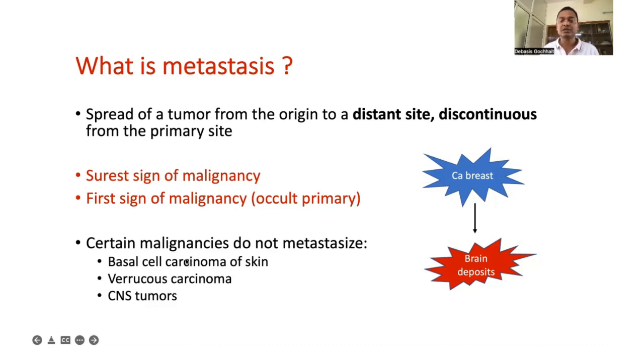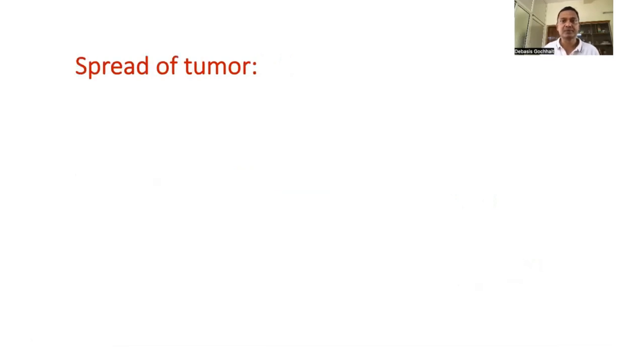And there are two cutaneous or skin cancers like basal cell carcinoma, verrucous carcinoma. Verrucous carcinoma is a type of squamous cell carcinoma which do not metastasize. Okay. In addition to that, this is also seen in CNS tumors like gliomas and ependymomas, which do not metastasize. Before we go to details of metastasis, there are two types of spread of tumor.